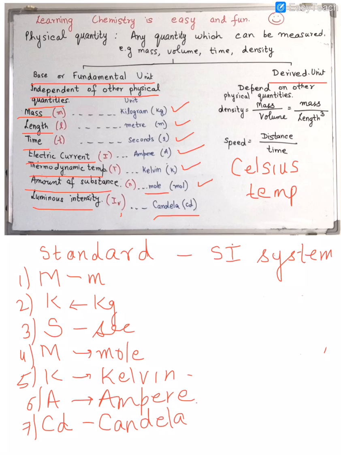Now, before you proceed further, just pause the video and try to learn them as MKS, MKACD. So we have 7 of them in place. Are you doing it? Are you learning it?